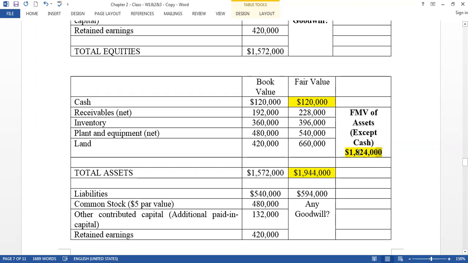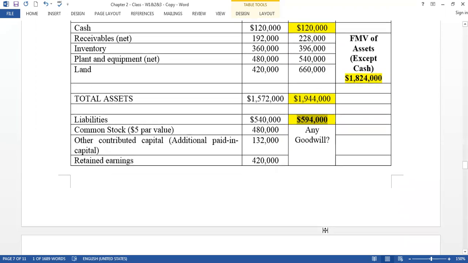So we know the fair market value of asset. Then we know this is the fair market value of their liability. Not this one, sorry. This one is the liability. So we know fair market value of asset, we know fair market value of liability, we can easily calculate net asset. Then we need how much money we paid.